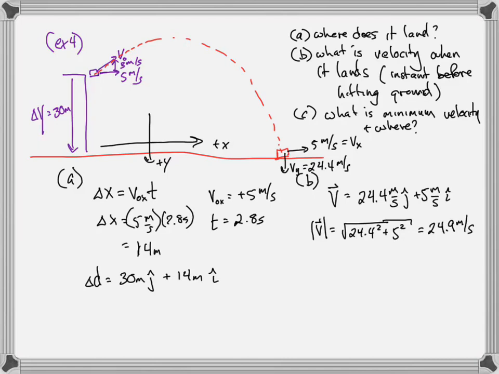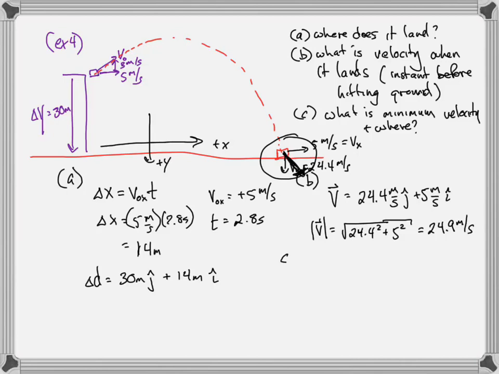The direction, we could add these two vectors to figure out what direction it is traveling just before it hits the ground. It's not traveling straight down, right? Because it's traveling down at a speed of 24.4 meters per second and horizontally at a speed of 5 meters per second. So its net velocity is at some angle like that just before it hits the ground.